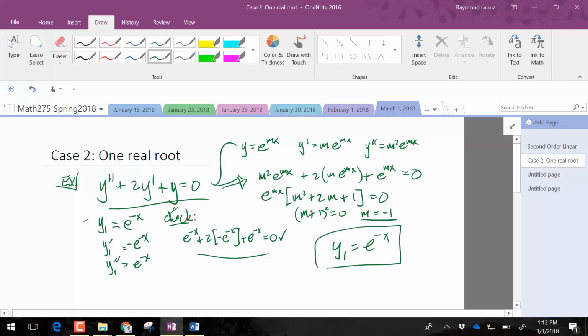Is that your answer? Well, the question is find the whole solution, find the general solution. We'll put a C in there. Now are we done? No. Why? This is a second order differential equation. We're going to need a second solution. How do you find a second solution when you already have one solution? Reduction of order.